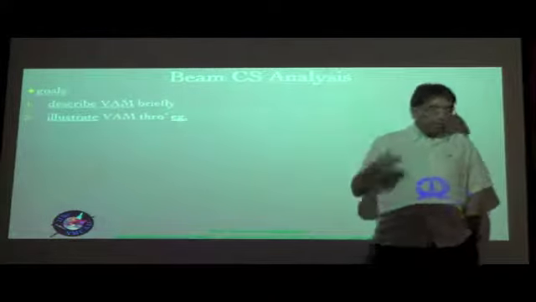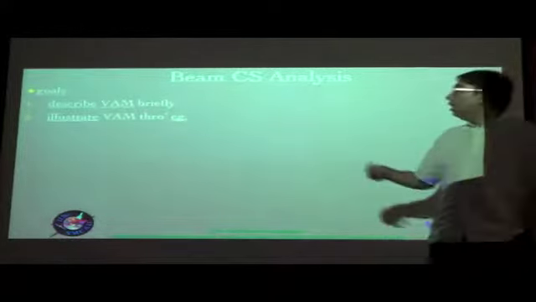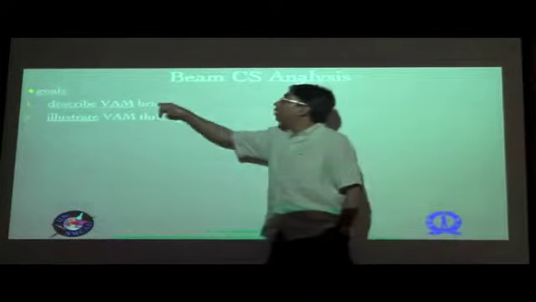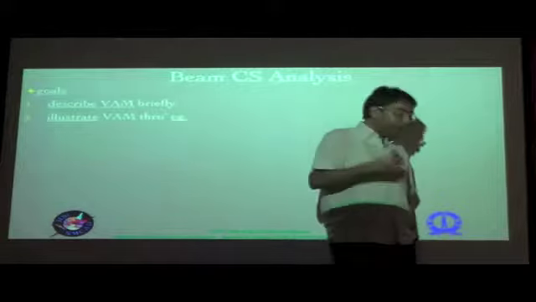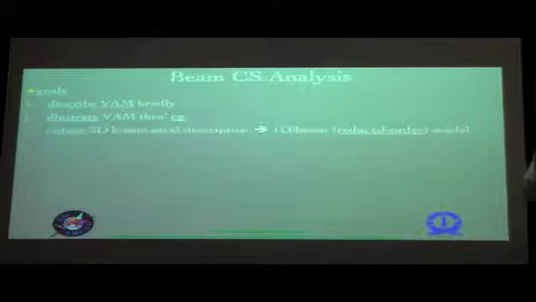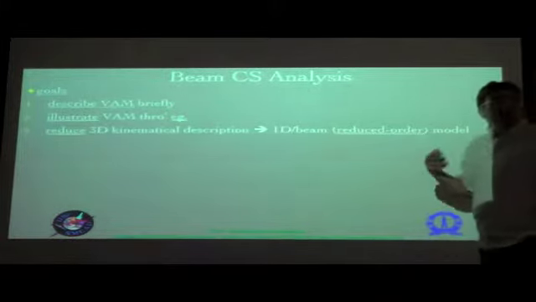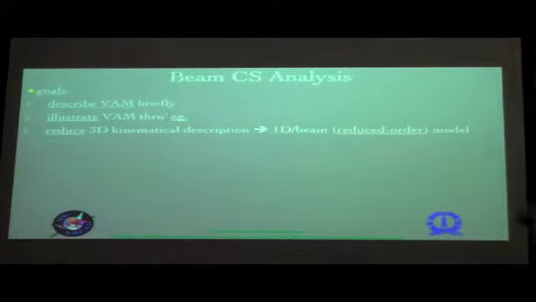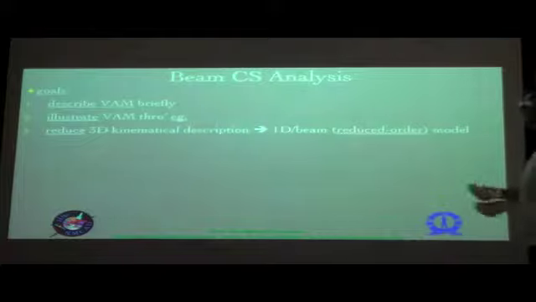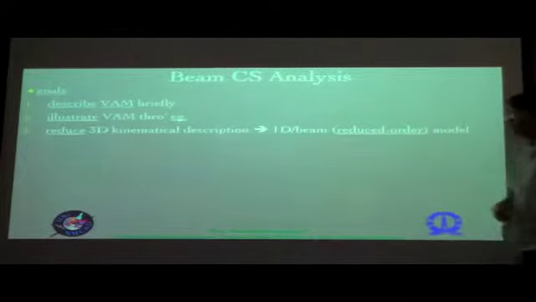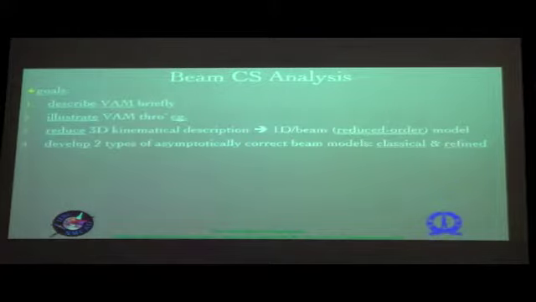We'll just take an arbitrary functional and see how, when VAM is applied, those procedural details that we describe over here are incorporated into that example, and then we will get on to a structures problem. So we will reduce the 3D kinematical description that we have gone through in the last few classes into the one-dimensional beam model, which is the reduced order model, because from 3D you're coming to 1D. That's why it's called the reduced order or dimensionally reduced model.